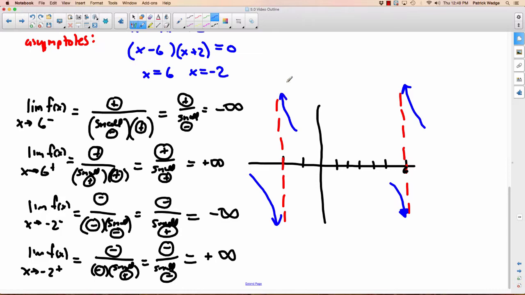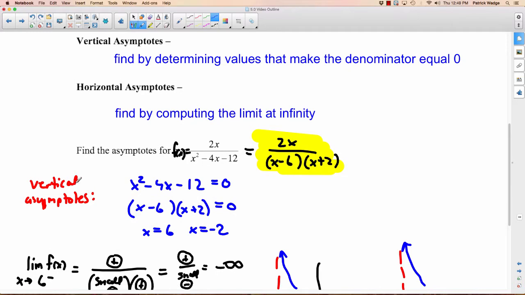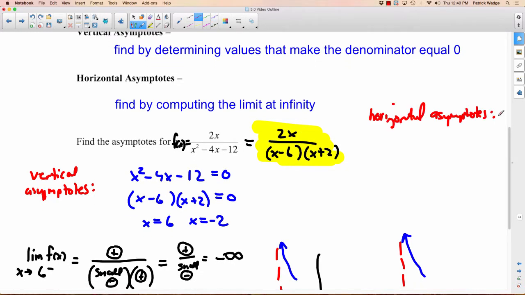All that, and all we've done so far, is the vertical asymptotes. Now we need to do the horizontal asymptotes. What it says here is you're going to find them by computing the limit at infinity. So in other words, what we need to figure out is the limit of the function as x approaches infinity and also negative infinity, so plus and minus infinity. We've got to figure out what those equal. There are two ways to do that.